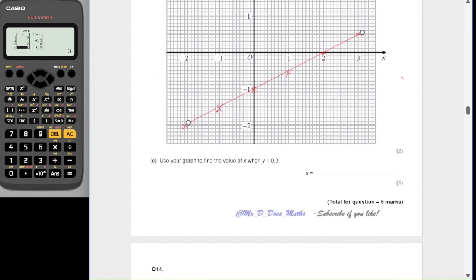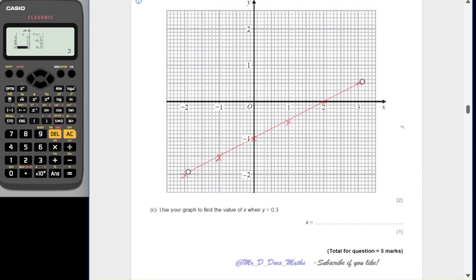Have we got any follow-up? Use your graph to find the value of x when y is equal to 0.5. So when y is equal to 0.5 is this point here. So x would be equal to 0.8. And I've done x and found the value of y. Y is 0.3 is this line here, which is looking like 2.6.